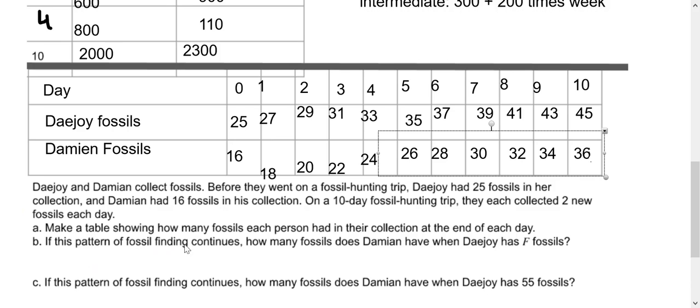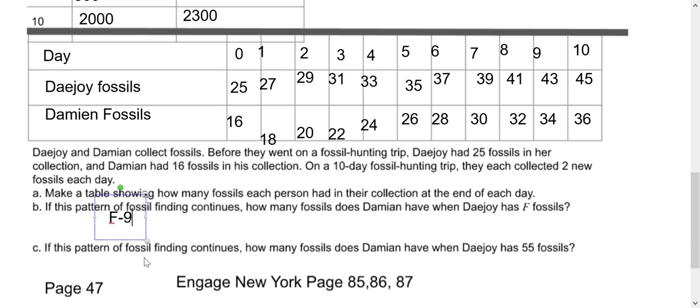So if this pattern of fossils continues, how many fossils does Damien have when DeJoy has F fossils? So you have to figure out an equation for this. So basically it's F minus 9, because each time you're just subtracting 9 from DeJoy's. And then if this pattern continues, how many fossils does Damien have when DeJoy has 55? So we're going to go 55 minus 9, which is going to be 46 fossils.